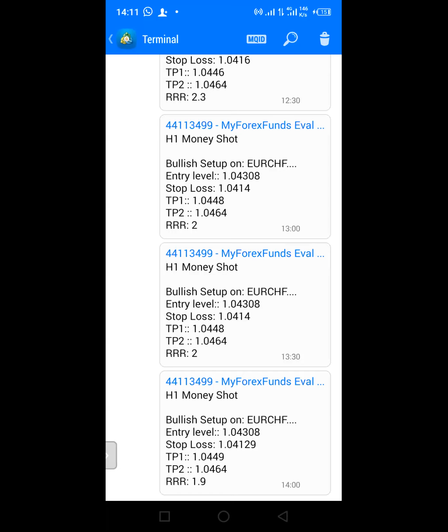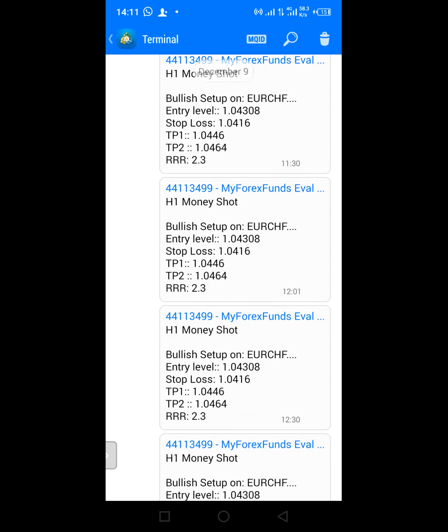You notice when I was showing you on my desktop, I was buying EURCHF. Why am I buying EURCHF? This is on my Forex Fund account, my MFF account. We have an EA. It does all the markup for us. It tells us when we should buy. It tells us very soon you'll get a setup.